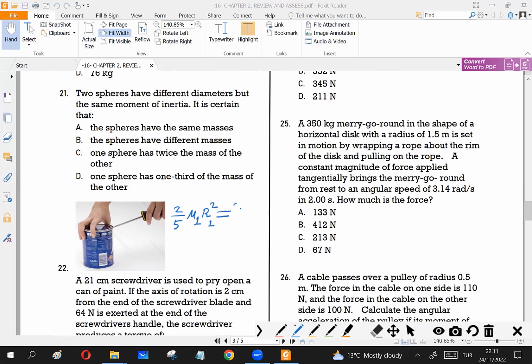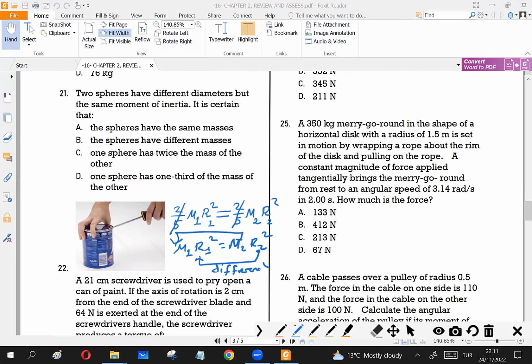But their moment of inertia is the same. So the first sphere's moment of inertia and the second sphere's moment of inertia are equal. The question tells you that. I'm not sure about their masses. I will write M2. And I absolutely know that their radii and diameters are different. Simplifying the 2/5, M1 times R1 squared and M2 times R2 squared are equal. But these are different. So if the radii are different, to make them equal, the M's must be different as well. So this is impossible.